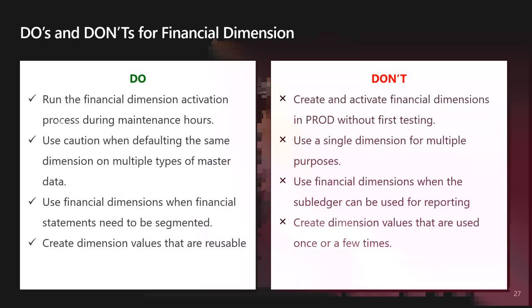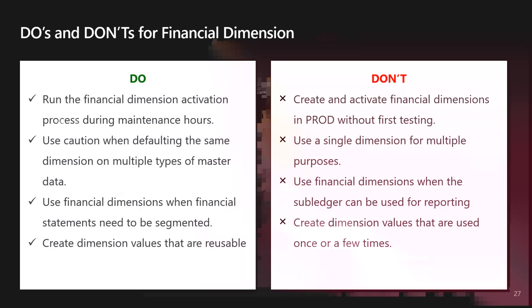So, the converse of this is don't use financial dimensions when the subledger can be used for reporting. We talked about this a little bit in part 1, but I want to re-emphasize this, because you shouldn't be using a project dimension, as an example, as a way to not implement the project module and try to build all of this logic into a financial dimension. That's generally not a good scenario. We also recommend that you create dimension values that are reusable. Some things to make sure that you're not doing.